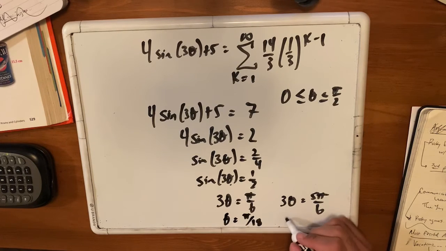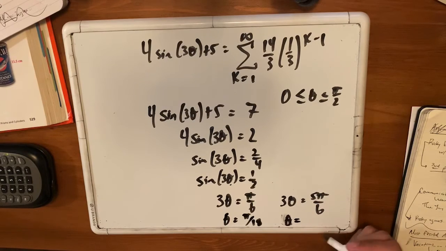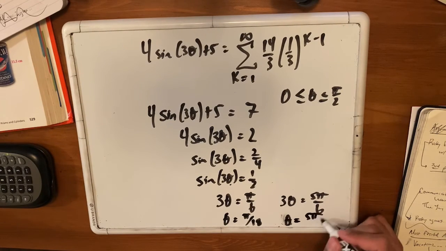And what do you know? I got 3 theta equal to 5 pi over 6, so theta is equal to 5 pi over 18. All right, cool, not bad. And that's our answer right there.